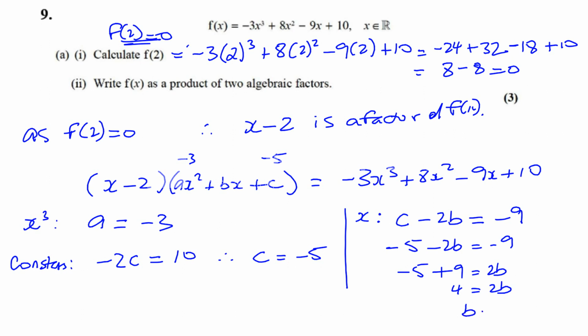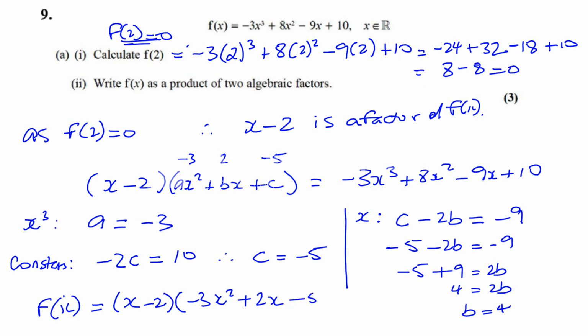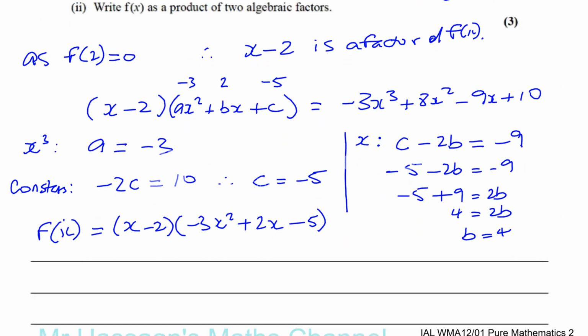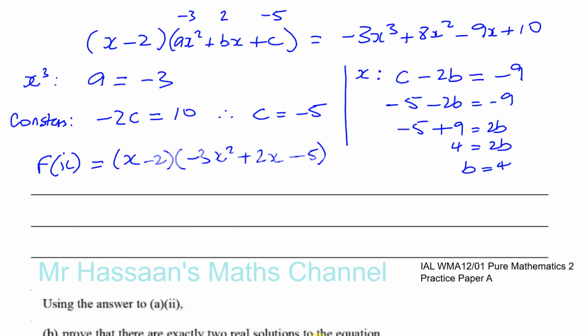Okay, so now we have found all the missing parts. So we can say that f of x can be written as x minus 2 times minus 3x squared plus 2x minus 5. Okay, so that's part 2 done by a method which is called comparing coefficients.